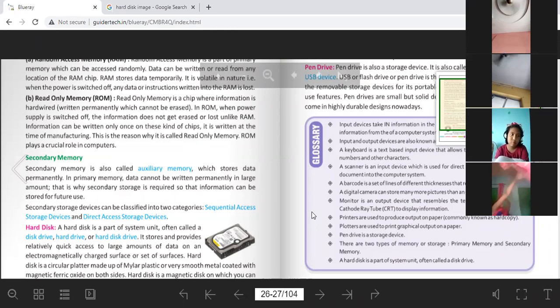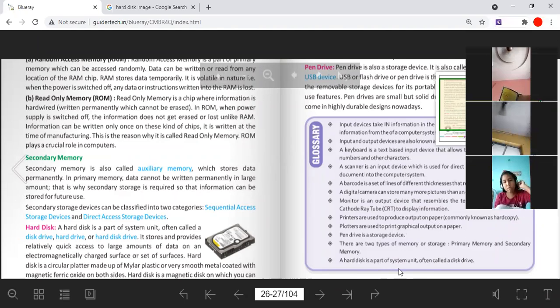Monitor is an output device that resembles the television screen and uses a cathode ray tube, that is CRT, to display information. Printers are used to produce output on paper, commonly known as hard copy. Plotters are used to print graphical output on paper. Pen drive is a storage device. There are two types of memory or storage, that is primary and secondary memory. And a hard disk is a part of system unit, often called a disk device.